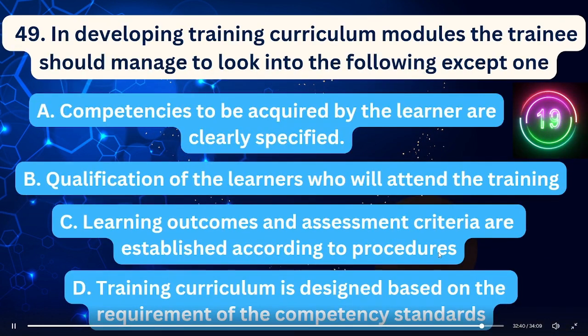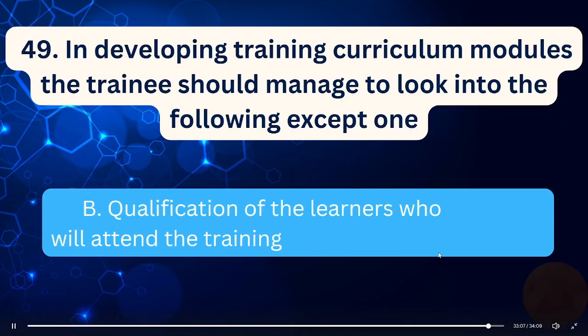Number 49. In developing training curriculum modules, the trainee should manage to look into the following except one. A. Competencies to be acquired by the learners are clearly specified. B. Qualification of the learners who will attend the training. C. Learning outcomes and assessment criteria are established according to procedure. And D. Training curriculum is designed based on the requirements of the competency standards. The answer is letter B. Qualification of the learners who will attend the training is the answer.